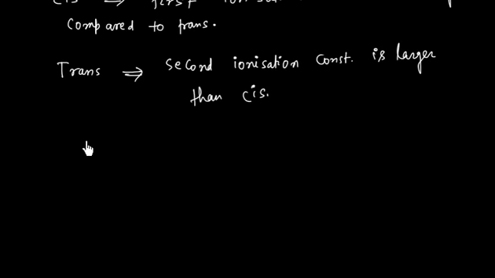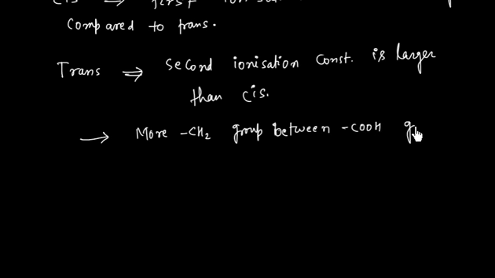So in this lecture we discussed acidity of dicarboxylic acids, and we said if we have more CH2 groups between two COOH groups, acidity will decrease.